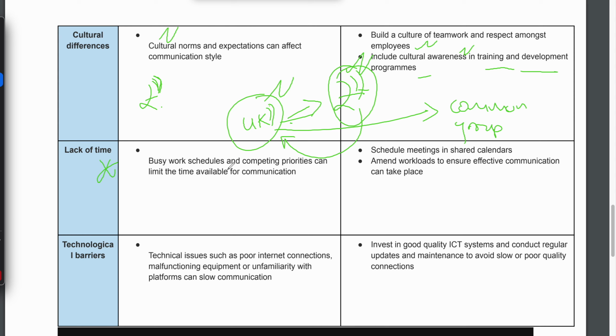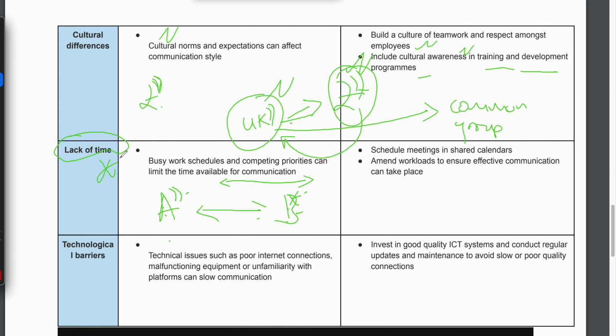Again, let's talk about lack of time. Busy work schedules and competing priorities can limit the time available for communication. You get the point? If we don't have enough time to communicate, it might come through as a message. An example is in a relationship, where A and B are dating, and A does not have enough time for B. B will start to think that A is not truly in love with B simply because A is not giving enough time to B. Are you getting the point?